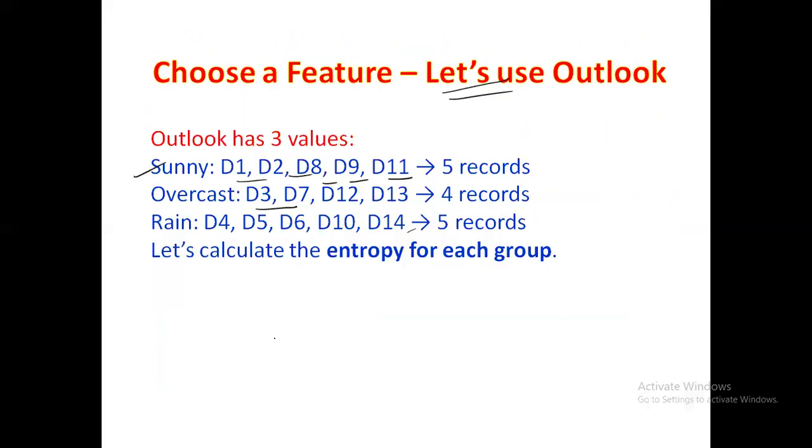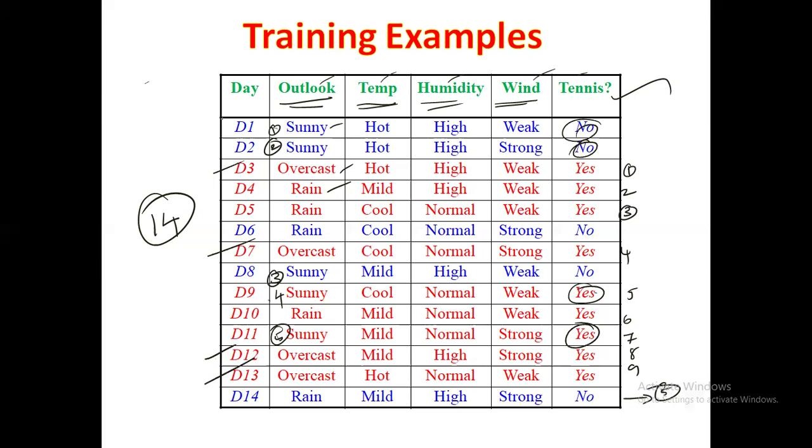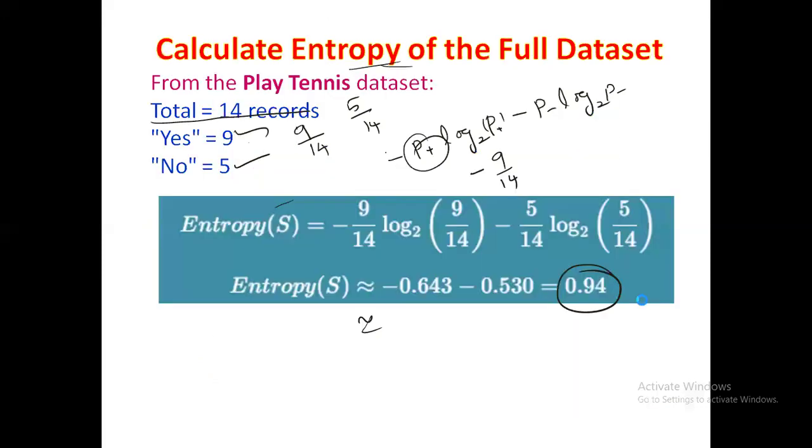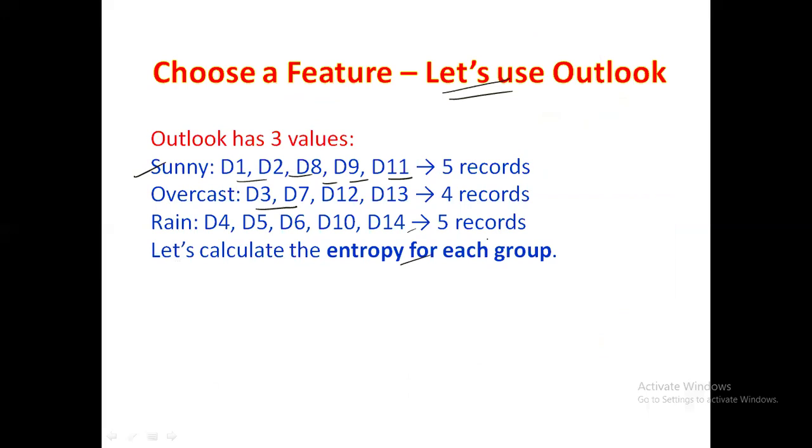4 records are available for overcast. And rain, how many records are there here? 1, 2, 3, 4, and 5 records are available. For each value we have to find out yes or no. So in this case, 5 records are there for rain. We have to calculate the entropy for each group.